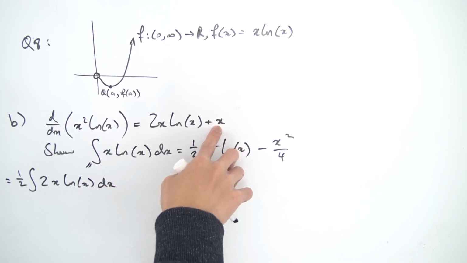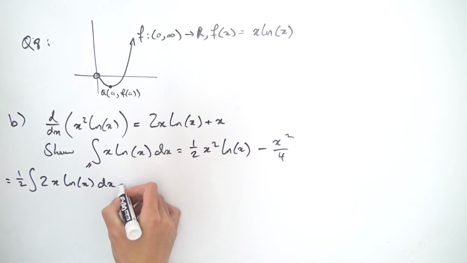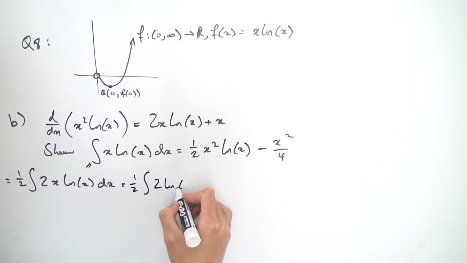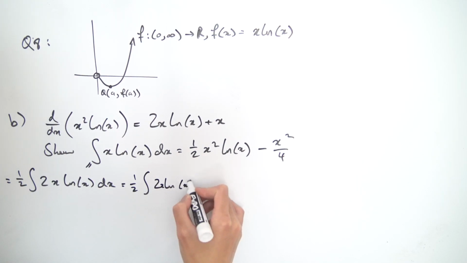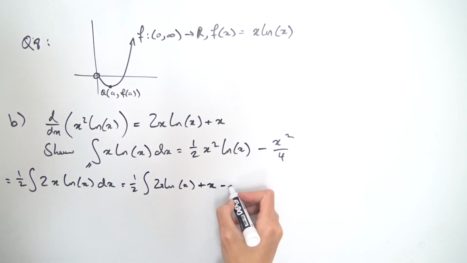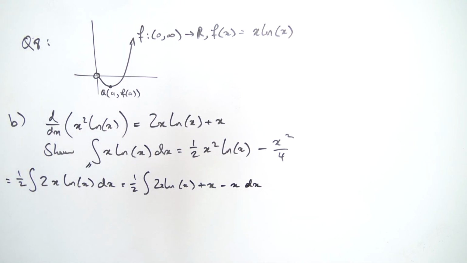And now notice that we have an extra x right here, and in order to get the extra x, we're going to have the integral of 2x natural log of x, and we want this extra x, so let's put it in. But we can't just put it in because that's going to change the value of the integral, so we'll subtract off an x right away in order to preserve the value. And this is now equal to 1 half.